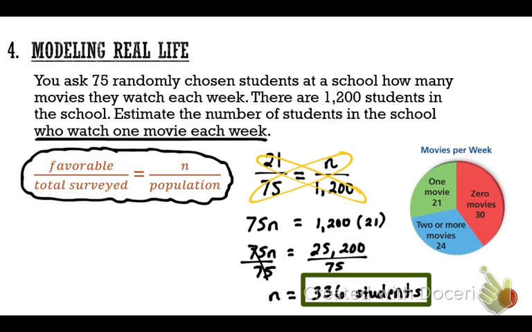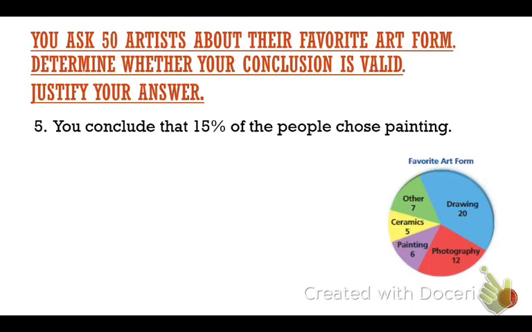All right, let's move on to another problem. You ask 50 artists about their favorite art form. Determine whether or not your conclusion is valid and justify your answer. You conclude that 15% of the people chose painting. I want you to circle 15% with your red pen, and underline chose painting. Right now, I'm trying to figure out if those two are valid or truthful. So in order to do this, let's start with favorable divided by total surveyed.